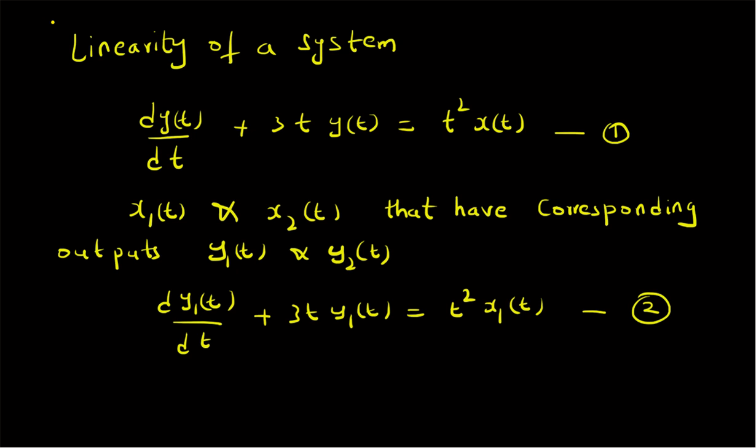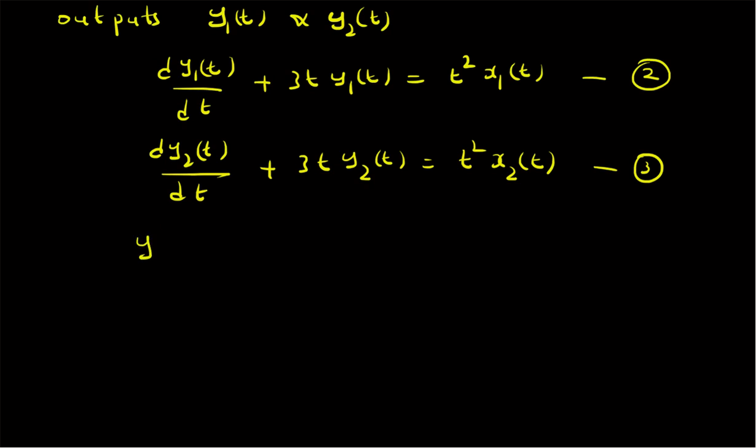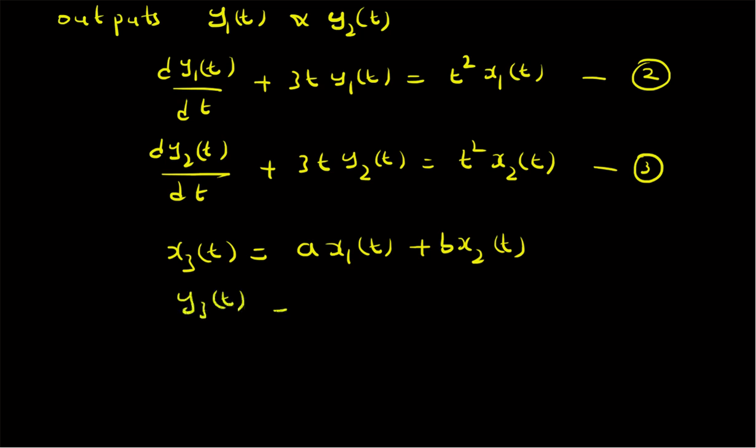And then for the input x2 of t, the corresponding output is y2 of t. That means dy2 of t by dt plus 3t y2 of t is t squared x2 of t. So this is equation number 3. Now define another set of inputs and outputs, where x3 of t is a linear combination of x1 of t and x2 of t, and y3 of t is a linear combination of y1 of t and y2 of t. So a and b are constants.